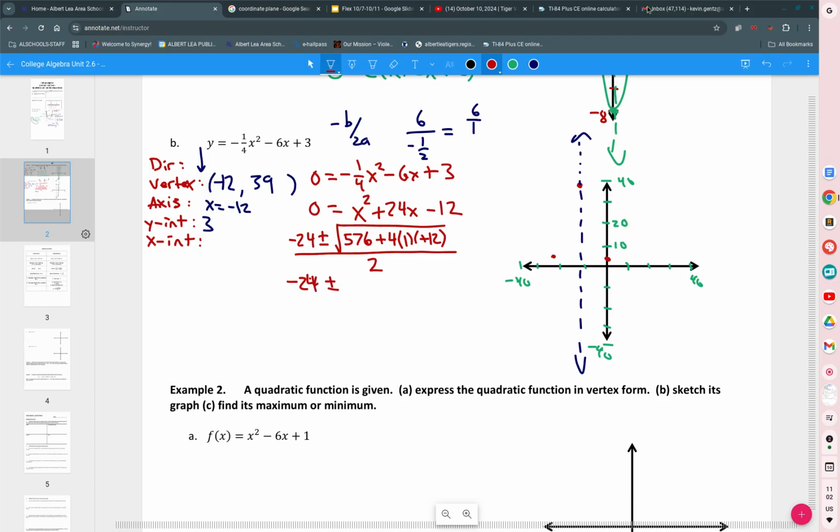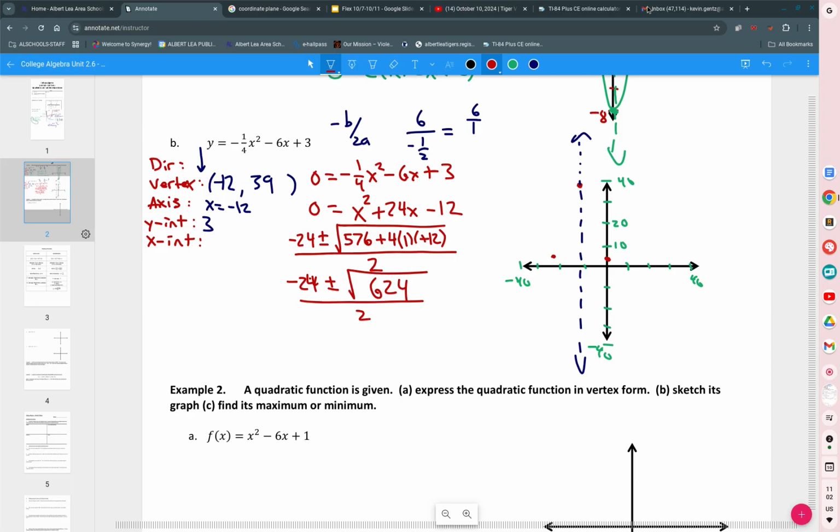plus or minus the square root of, and 576 plus 48 is 624. No, you don't have to use a calculator. I don't give you numbers this big on your assignment, okay? We're going through one to try to challenge your brain a little bit.